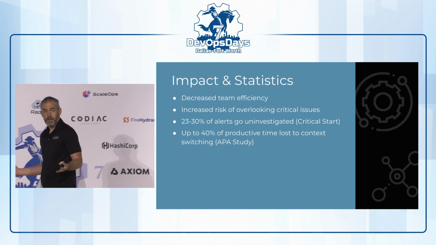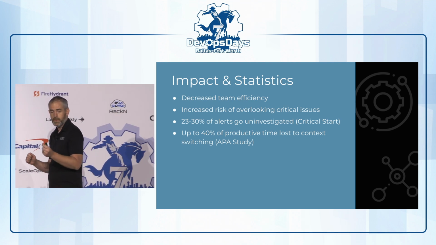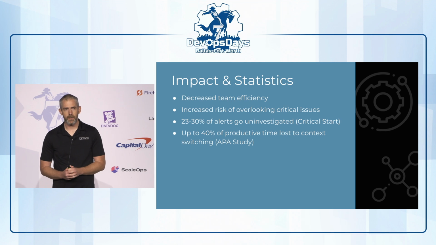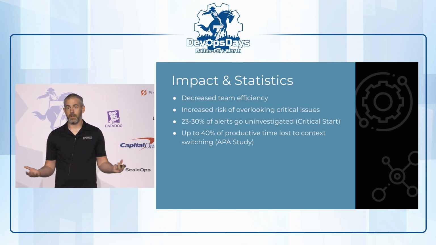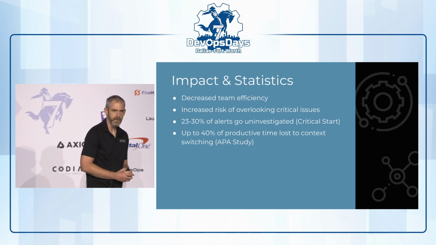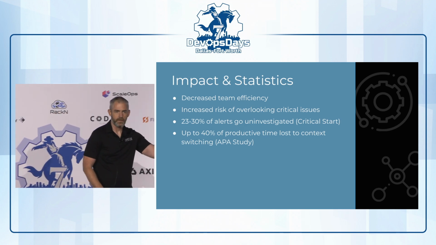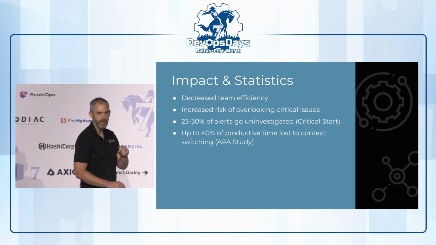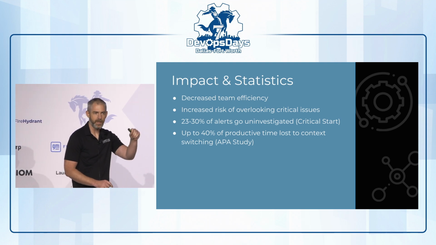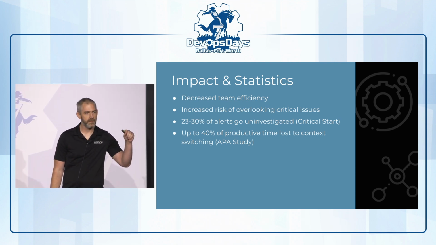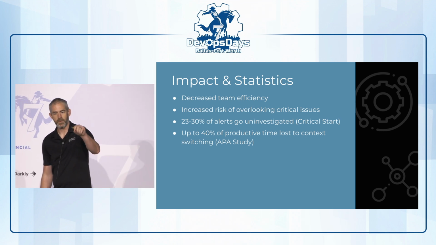Some obligatory statistics. According to Critical Start, 23 to 30% of alerts go uninvestigated. That's potentially alarming. Some of those are useless, of course, and some of them are critical. And some of them will become critical, right? The disk alert that's been pinging every night, but we don't realize that it went from alerting at 95% to 96% to 97%.